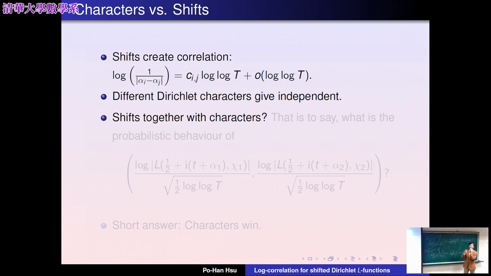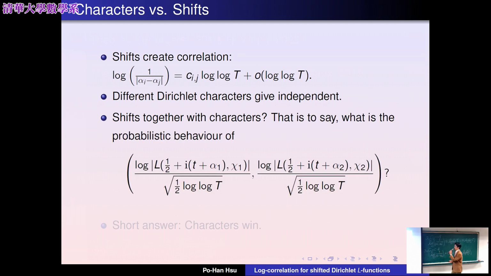We consider shifted Dirichlet L function with different Dirichlet characters. Would that have any dependence? Who wins? What is the probabilistic behavior of this one? You have different Dirichlet characters, you have different shifts. The short answer is characters win. Namely, as long as the characters are different, no matter how close your alpha 1 and alpha 2 are, they will be automatically independent. Pretty amazing.